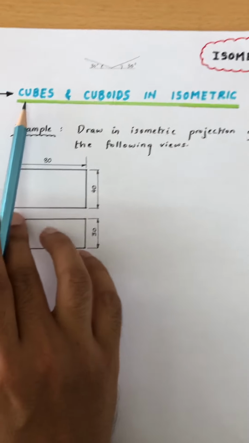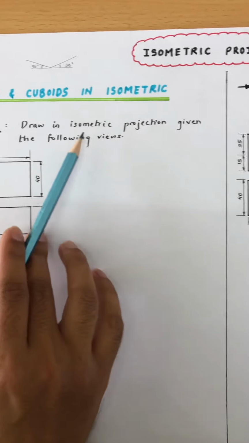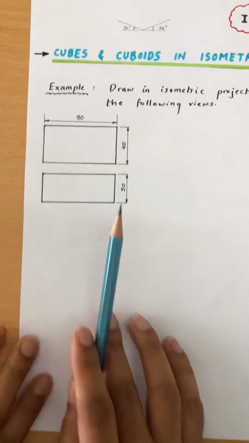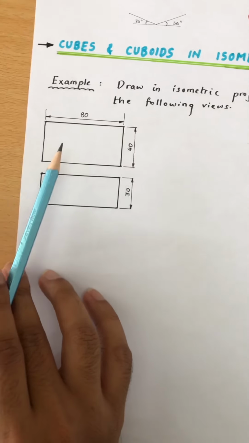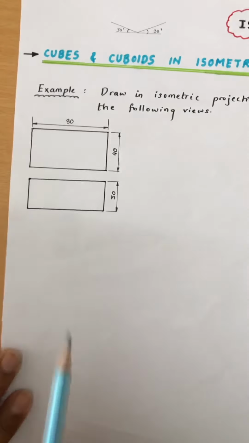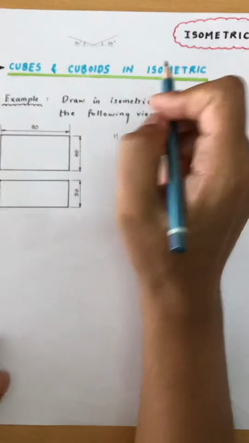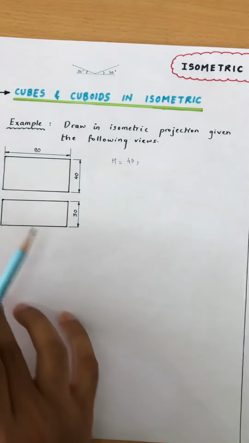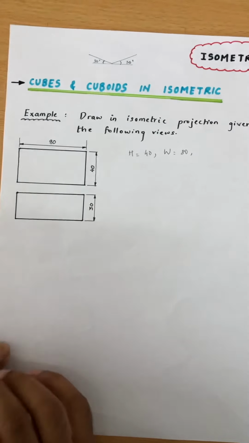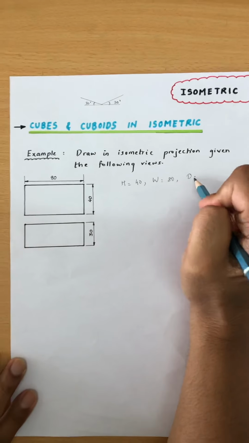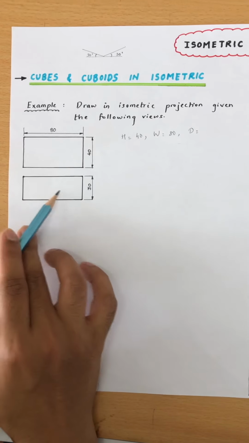So this is cubes and cuboids in isometric. Example, draw in isometric projection given the following views. So we have a front view here and a top view. The information that we can extract are the height, H capital, which is 40, the width, which is 80, and finally the depth, which is 30. The depth is the vertical dimension in the top view.